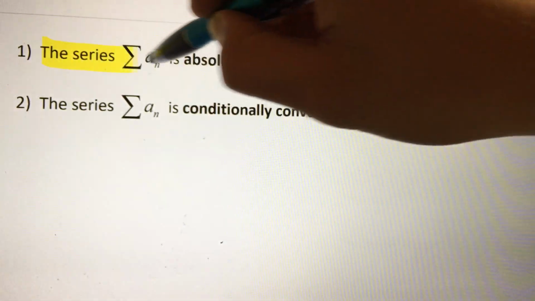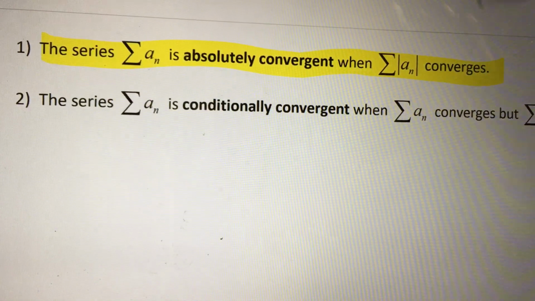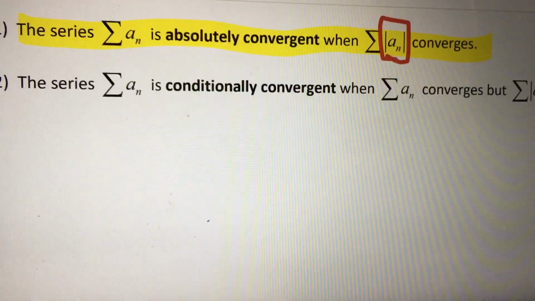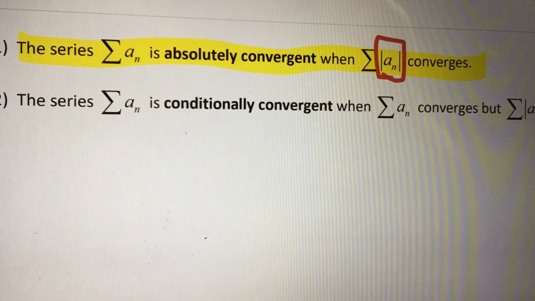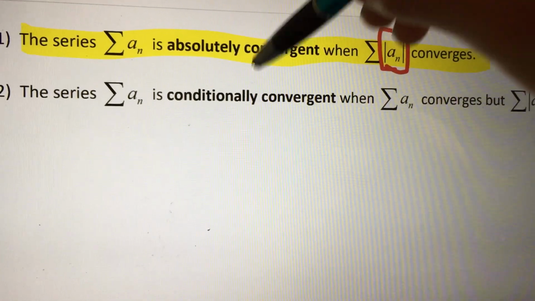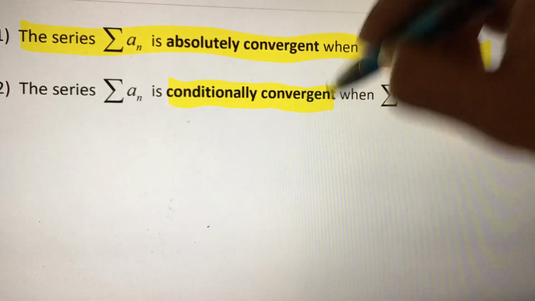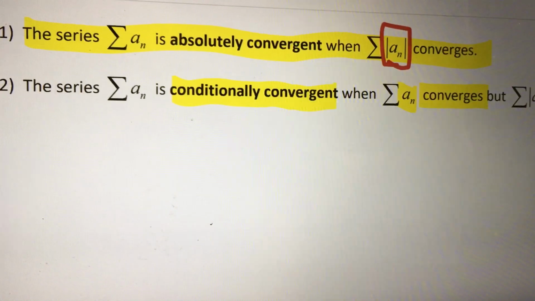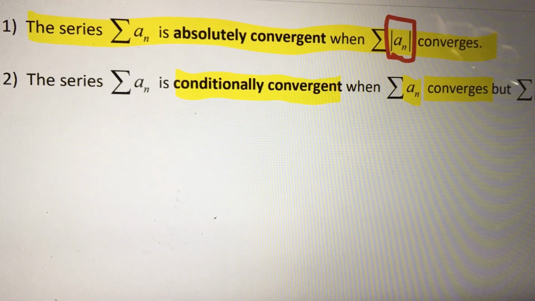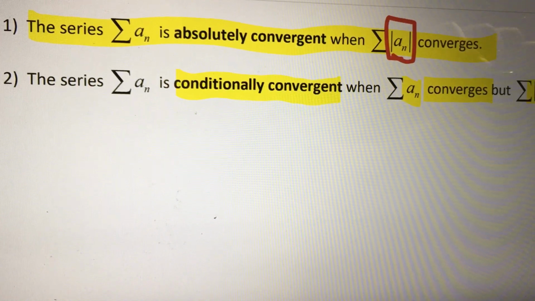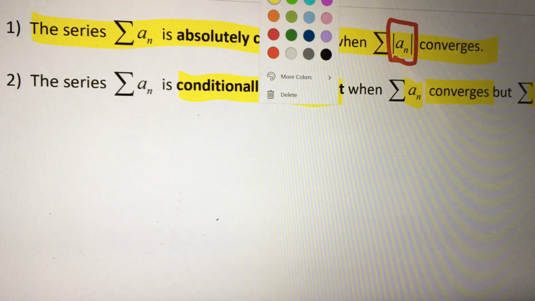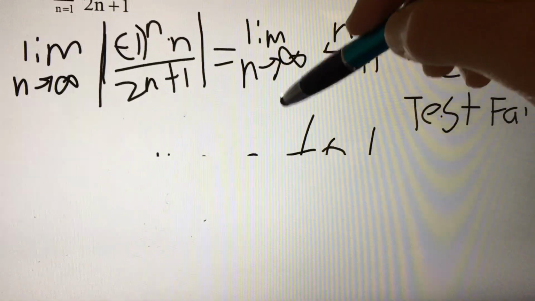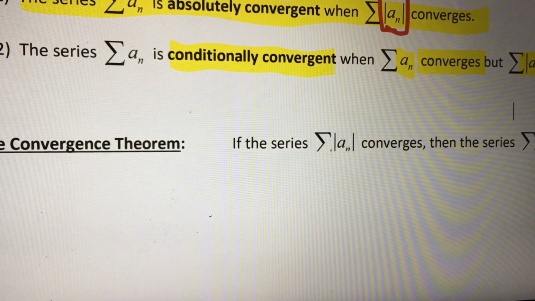And the series is absolutely convergent. It absolutely converges when the whole series converges in absolute value. We say it is conditionally convergent when the regular a sub n converges, but when you put it in absolute value, it diverges. So, for instance, this was regular a sub n. That was divergent.